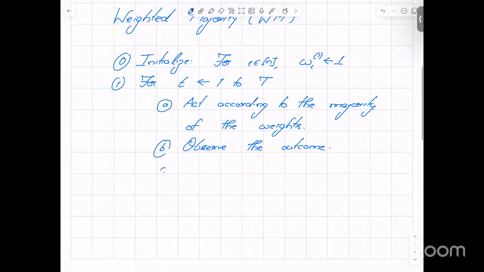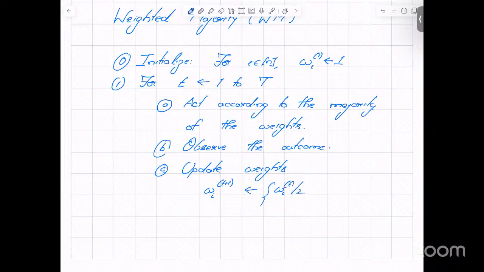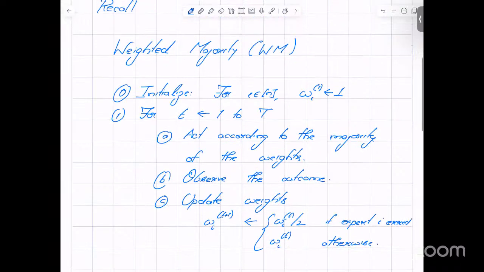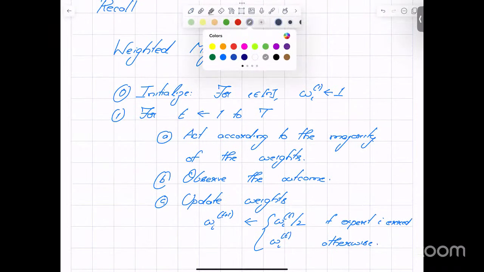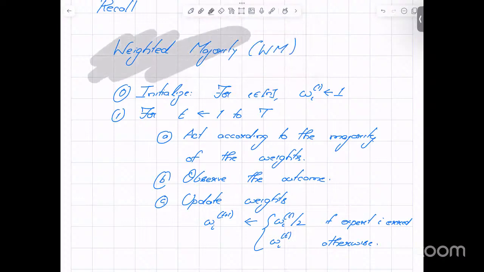And C, update weights. That is, w_i^(t+1) is w_i^t divided by 2 if expert i erred, and otherwise unchanged. That was the weighted majority algorithm.